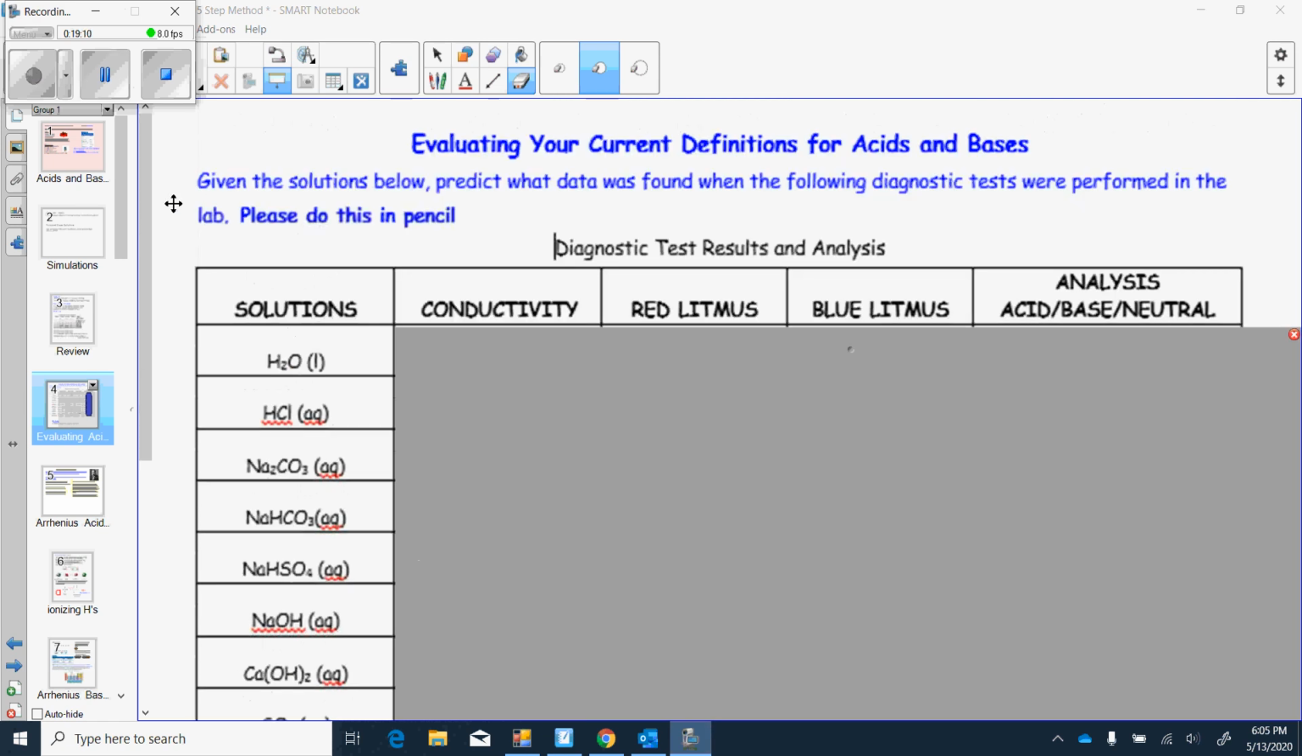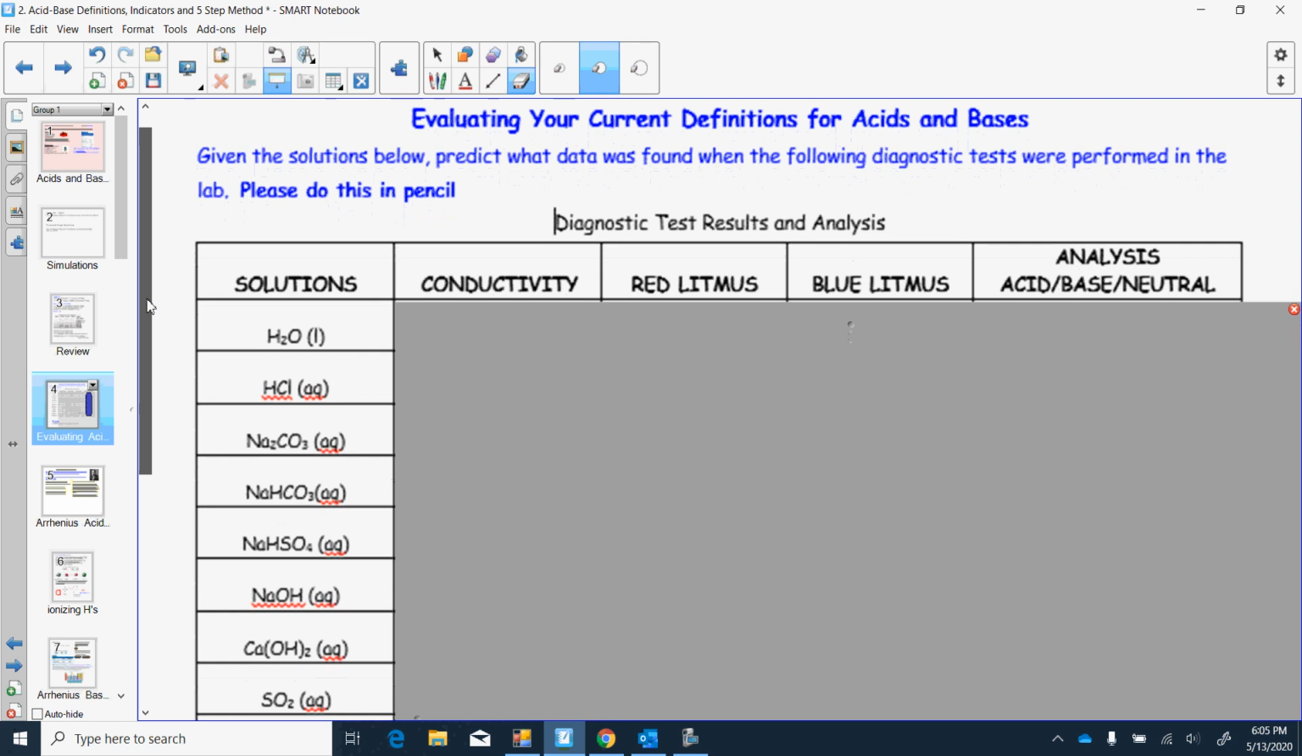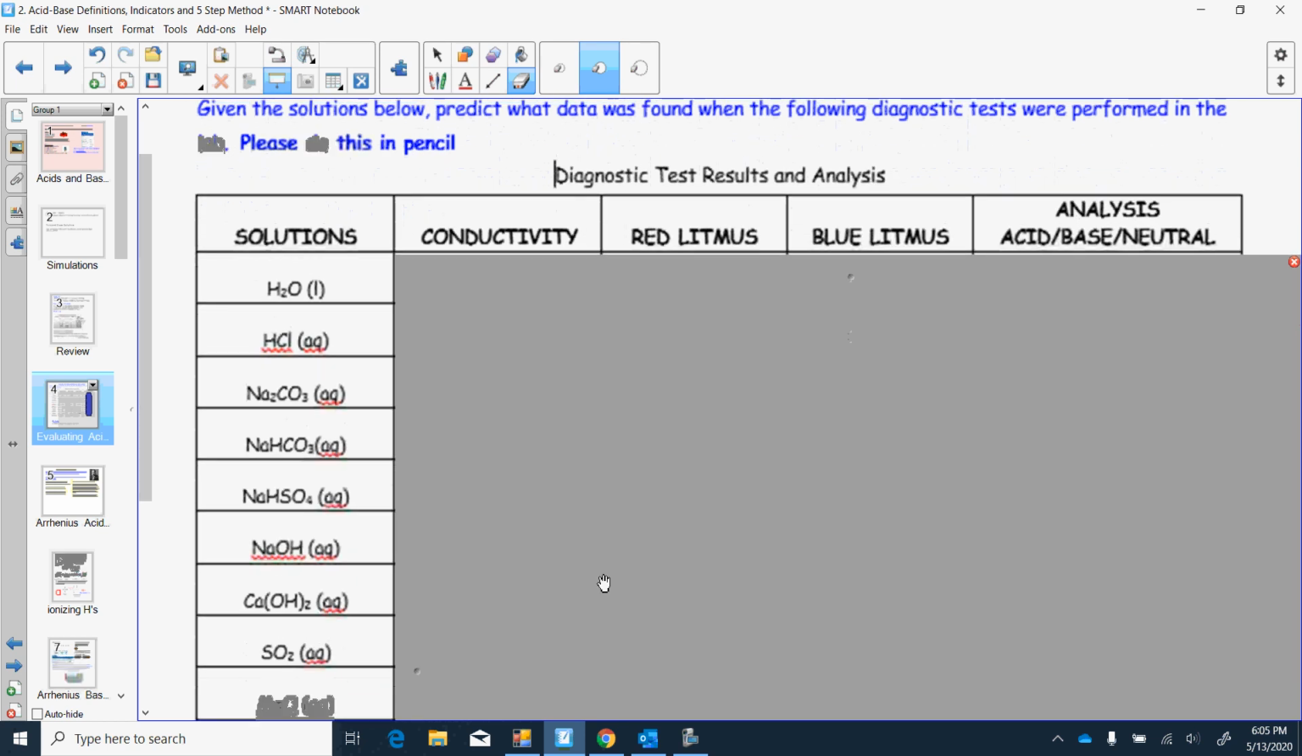Okay, so now that we've got these written down, what I want you to do is decide if it's an acid, a base, or if it's neutral. So we've done some reviewing. Use your knowledge from grade 11. Is it an acid? Is it a base? Is it neutral? Take a second to come up with that.